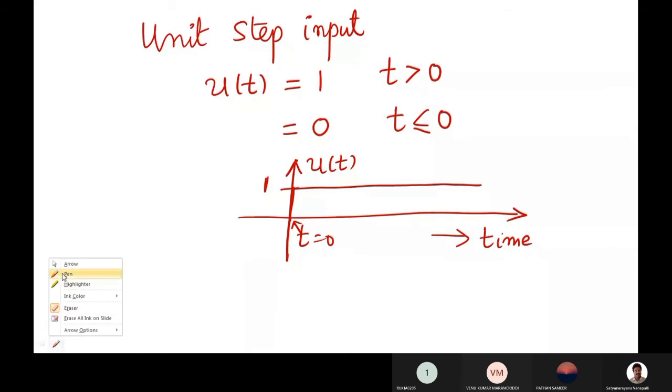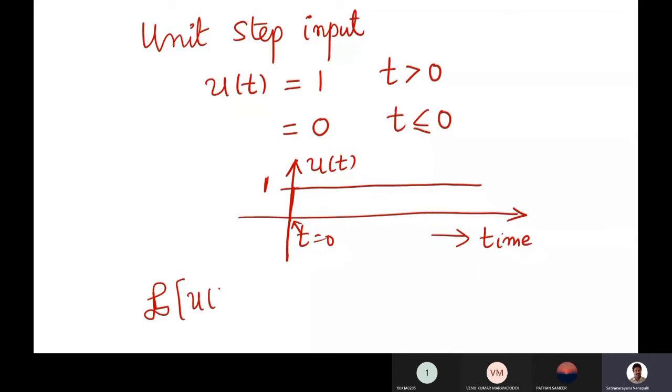Now, let us try to find out the Laplace transform of the unit step input. The Laplace transform of u of t is equal to 1 by s, because its magnitude is constant. The Laplace transform of a constant is always the constant value divided by s. So, the Laplace transform of the unit step input is 1 by s.